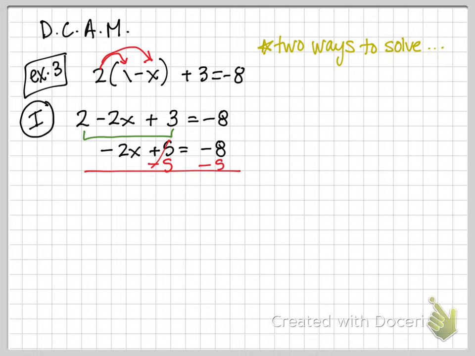So we end up with negative 2x, I'll bring that down, is equal to what? Negative 13. Good. Okay, and remember, my coefficient means multiplication, right? Negative 2 times x. So the inverse of multiplication would be divide. And we're going to divide both sides by what? Negative 2.